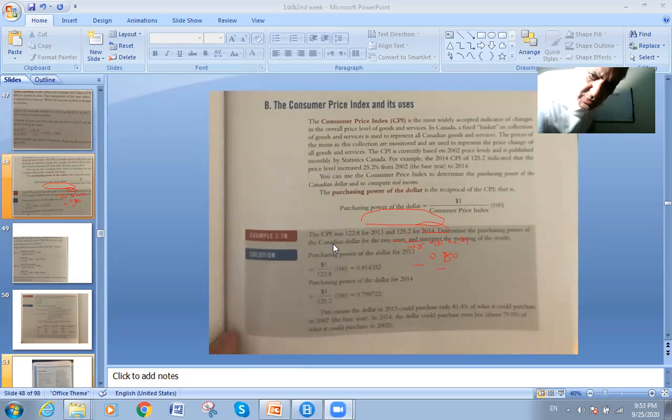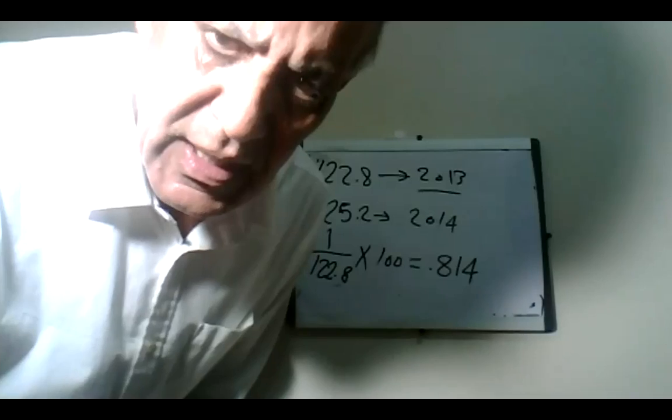Then the CPI became 125.2 in 2014. Then he wants to check if the purchasing power increased or decreased. So here we divide to get the purchasing power of 2013. We'll say 1 by 122.8, then multiply this by 100. The result comes to 0.814. That's fine. Let me stop sharing the screen and show how it goes.